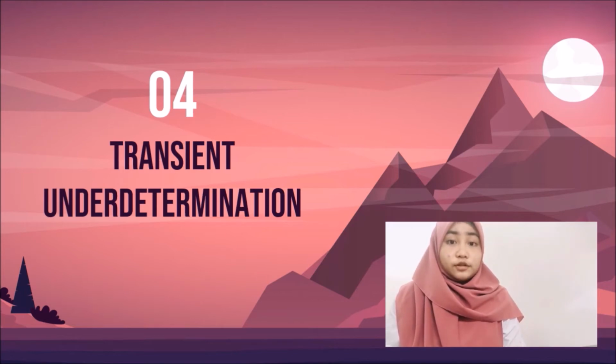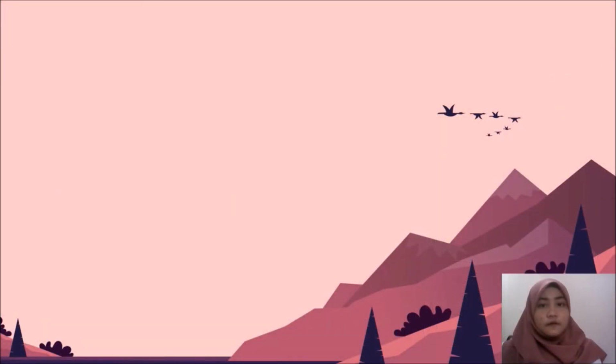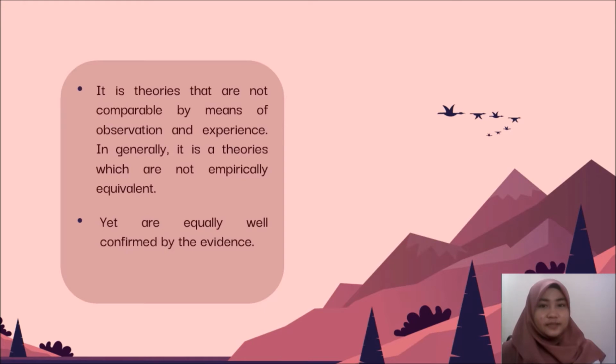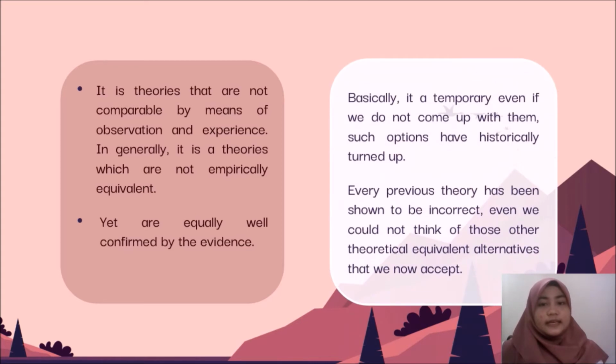Now we are going to continue to talk about transient underdetermination. Firstly, what is transient underdetermination? It is about theories that are not compatible by means of experience and observations. In general, they are theories that are not empirically equivalent, yet they are well confirmed by the evidence. Basically, it is temporary, even if we do not come up with them. Such options have historically turned out to exist. Every previous theory has been shown to be incorrect, even though we could not think of those other theoretical alternatives that we now accept.